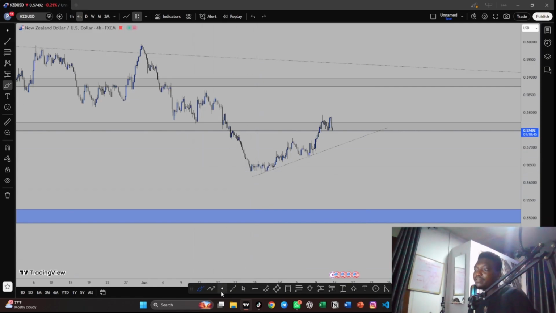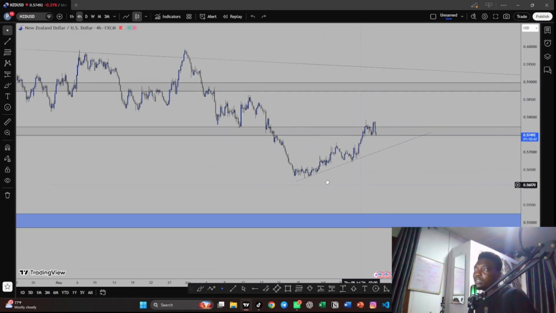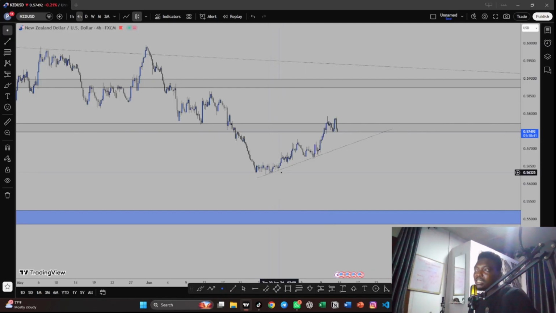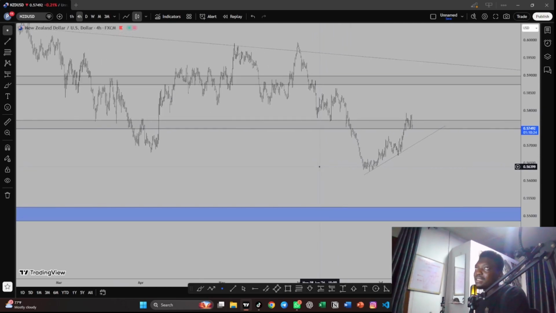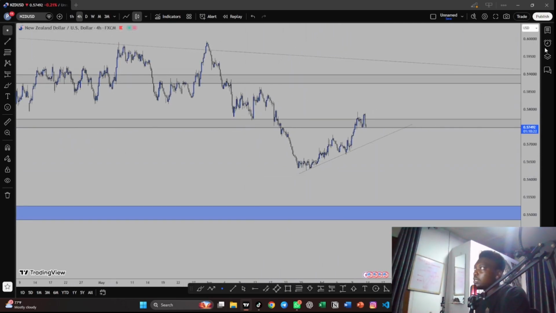I have three different ways that I actually enter a trade. This is one of the strongest. This is the one I consider the strongest from my entry confirmation. Counter trend line. It protects me from entering too early into a trade. So I will actually be waiting for this counter trend line to break before I can take any position on NZD USD.